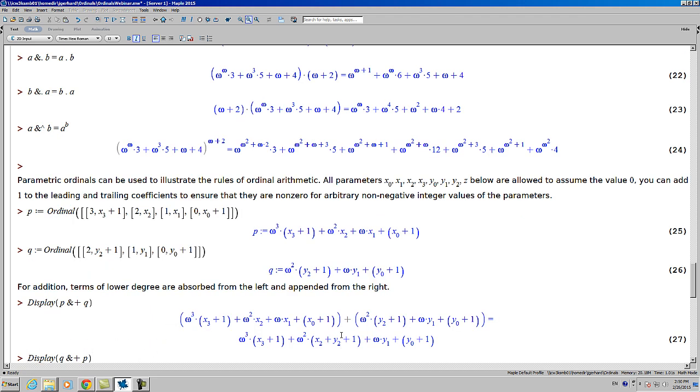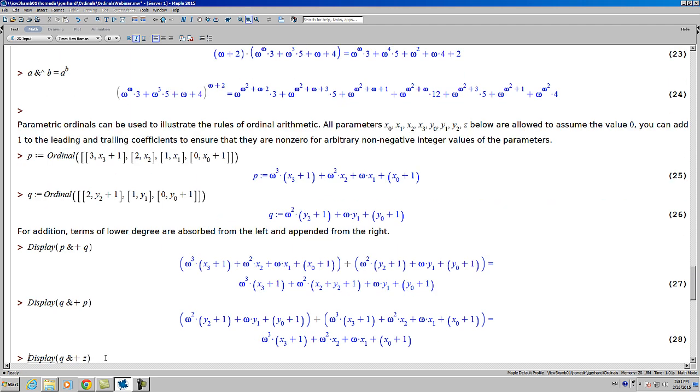So what happens if we add p and q? You see exactly what I said before. So the lower order terms in this case, x0 plus 1 and omega times x1, they get absorbed because they are lower order than omega squared, so they don't even show up in the result. And then I have the addition of omega squared times x2 with this, and that gives me the middle term here. And then all the lower order terms on the right are copied to the sum, and the higher order terms on the left are also copied.